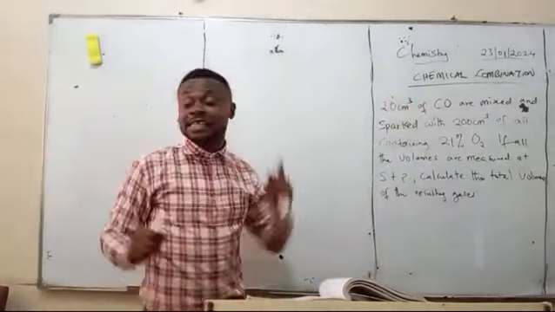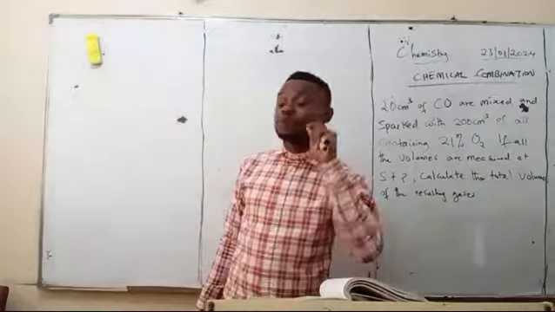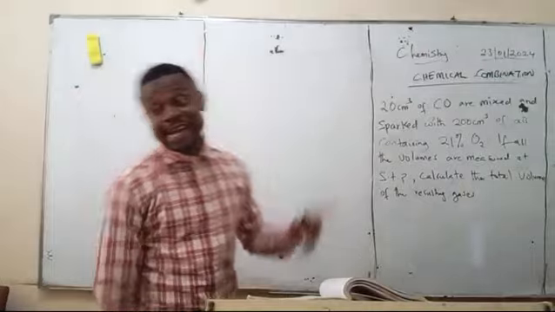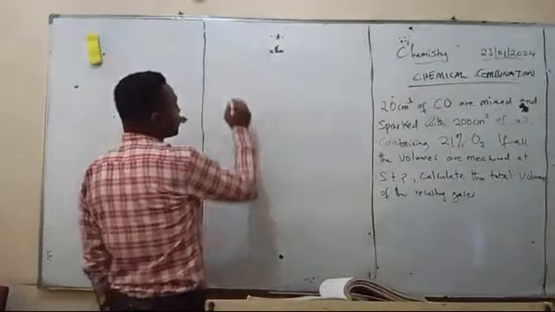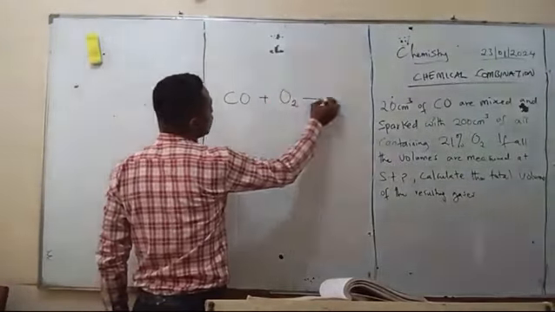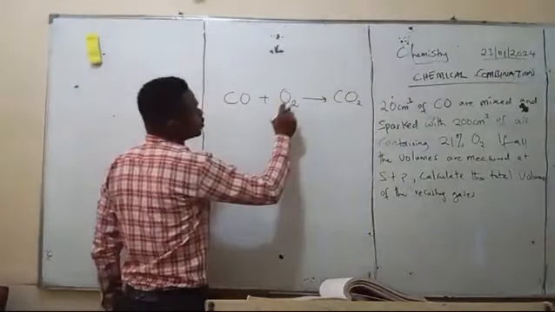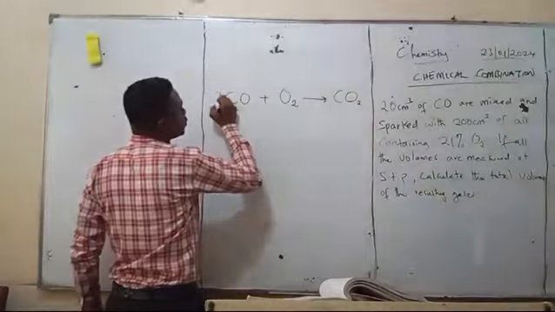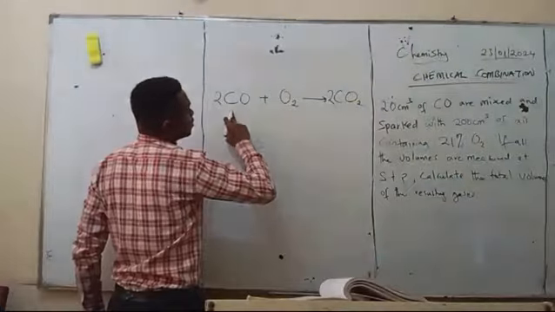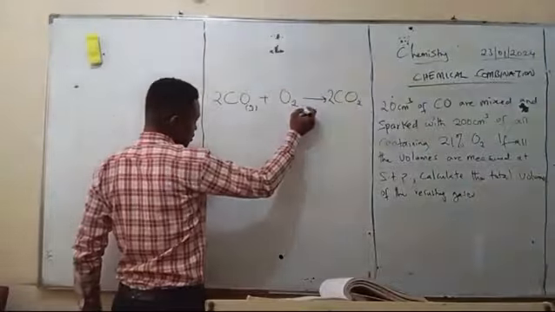So remember, this is stoichiometry of reaction. The first thing is to establish a balanced chemical equation of the reaction. Very important. This is the reaction between carbon 2 oxide and oxygen. So we have carbon 2 oxide plus oxygen giving CO2, carbon 4 oxide. If you put 2 here and 2 here, is it balanced now? Oxygen 4. It's balanced now. Everything here is gas.